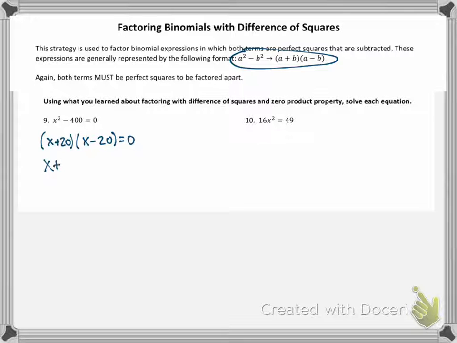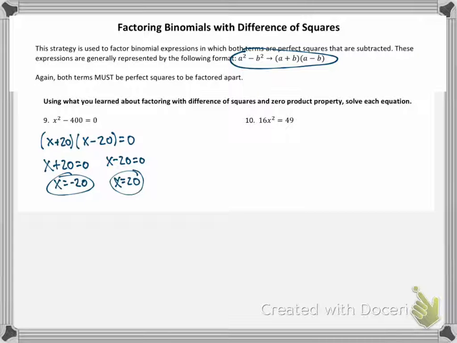Just like we've done for all the other solving problems, take each factor, set it equal to 0, and solve. You'll get two solutions. X is negative 20. X is positive 20. Sorry about the error in writing that here. Let's fix that up. There we go.